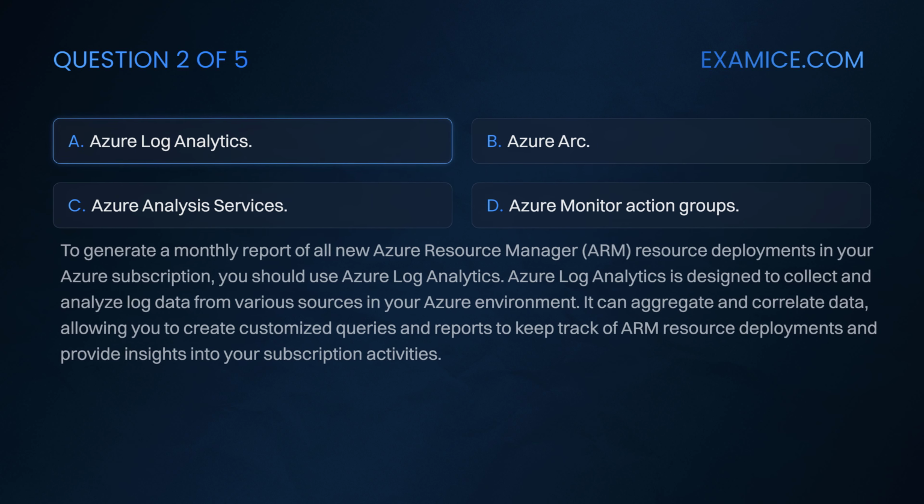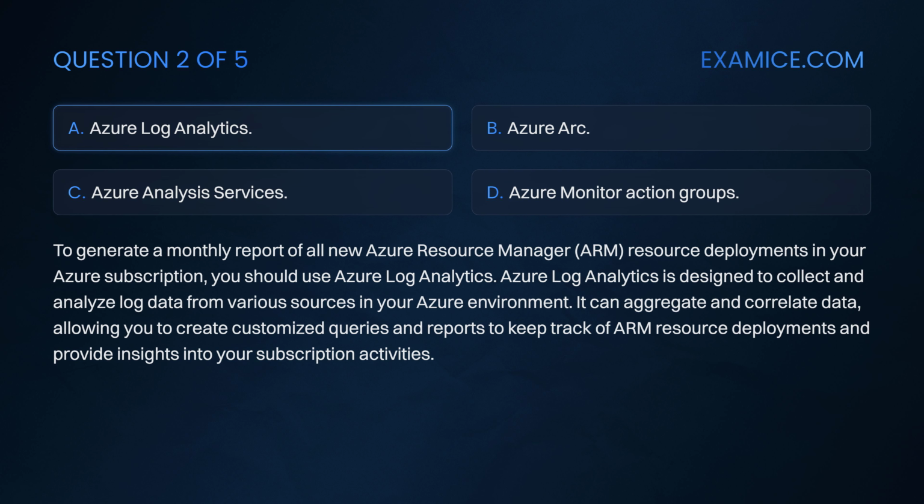To generate a monthly report of all new Azure Resource Manager resource deployments in your Azure subscription, you should use Azure Log Analytics. Azure Log Analytics is designed to collect and analyze log data from various sources in your Azure environment. It can aggregate and correlate data, allowing you to create customized queries and reports to keep track of ARM resource deployments and provide insights into your subscription activities.